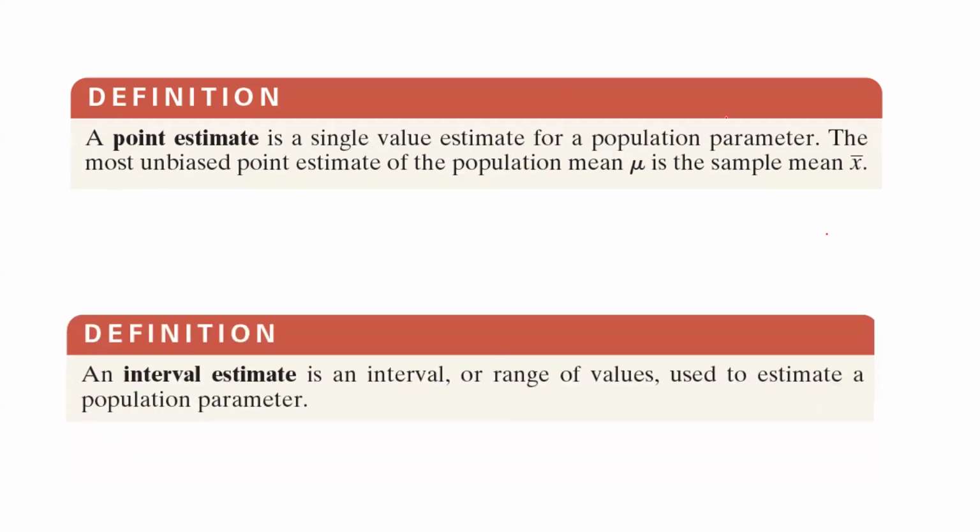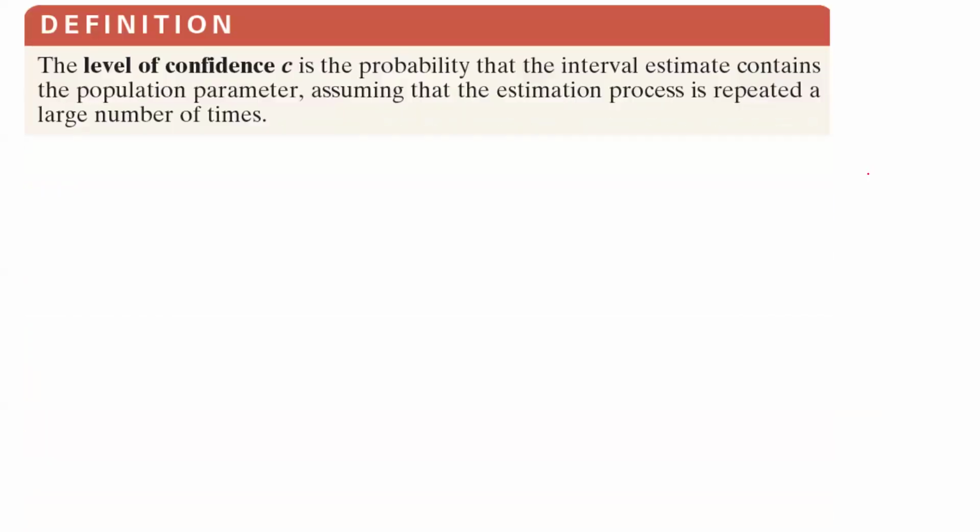What is an interval estimate? The interval estimate is an interval or range of values used to estimate a population parameter. This is what we learned when we dealt with population proportion. The definitions are the same, but since you're working with population mean, the point estimate is going to be the sample mean, or X bar. Now, the level of confidence is the probability that the interval estimate contains the population parameter, assuming that the estimation process is repeated a large number of times.